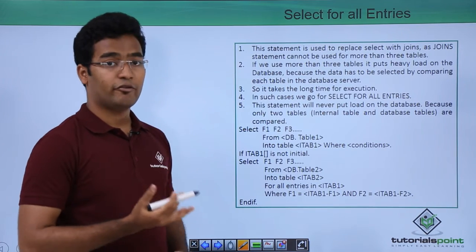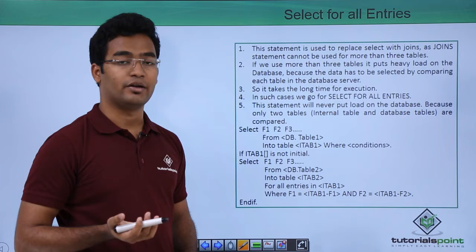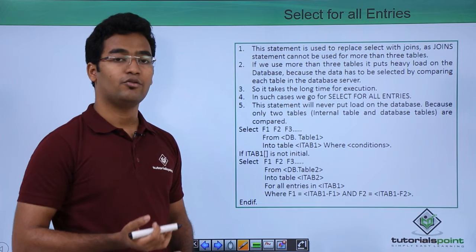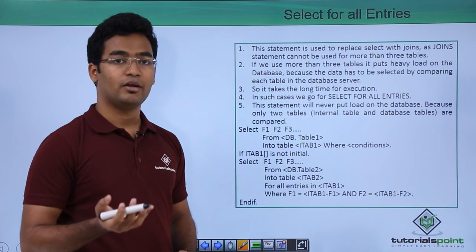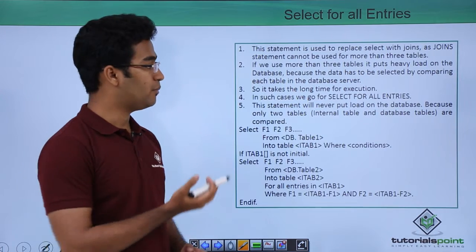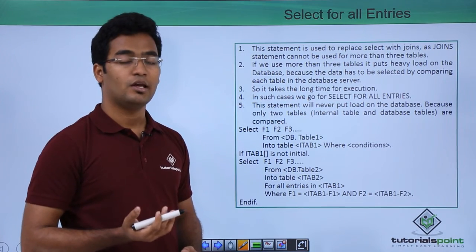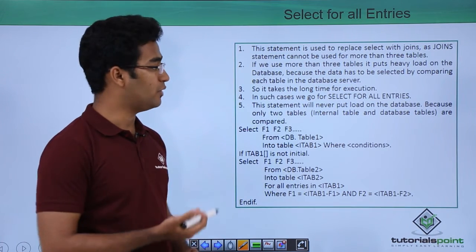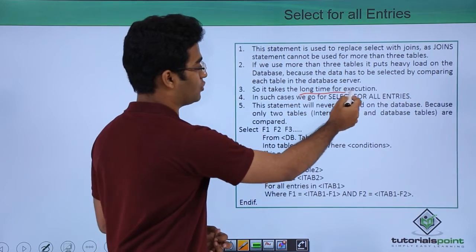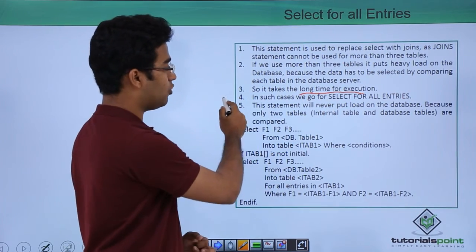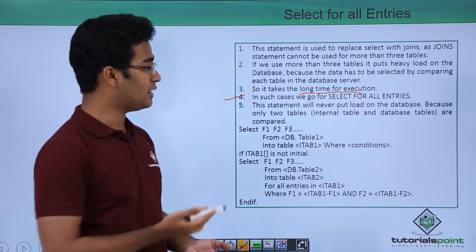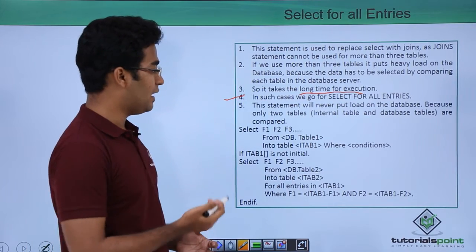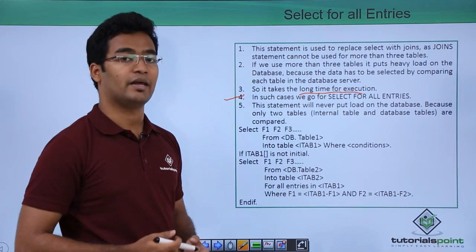Now let us see the select for all entries. Where are we using select for all entries? There is a restriction with the select with join statement, that is if we are using more than 2 or maybe 3 tables, it puts a heavy load on the select with join, since all the data from all the 3 tables has to be matched at the same time. So it takes a long time for execution. For this we apply the select for all entries statement. It never puts the load on the database, because at a time only 2 tables are being compared, and that's why it takes very little time and is very effective.